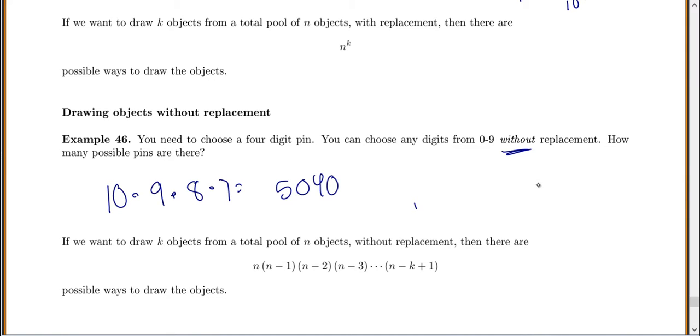But in our case, we wanted to draw k objects. So we needed k objects, and we had a total of 10 numbers to choose from, but it's without replacement. So we would need to do a 10 times, and then you subtract 1, and then you subtract 1, and then you subtract 1. So the 7, if you think about 10 minus 4 is 6, plus 1 is 7, and that's where you stop. To me, it's easier to do out 4 numbers and stop after I've written 4 numbers.